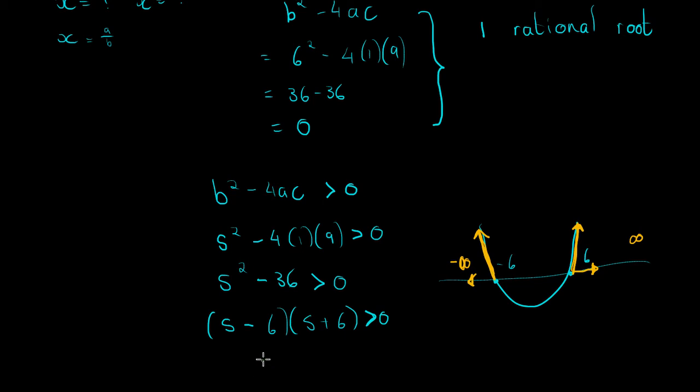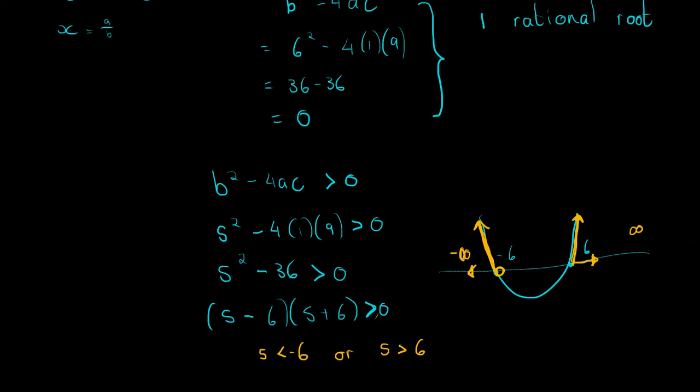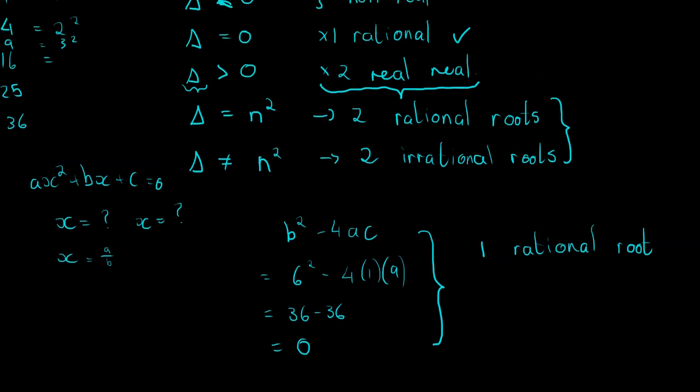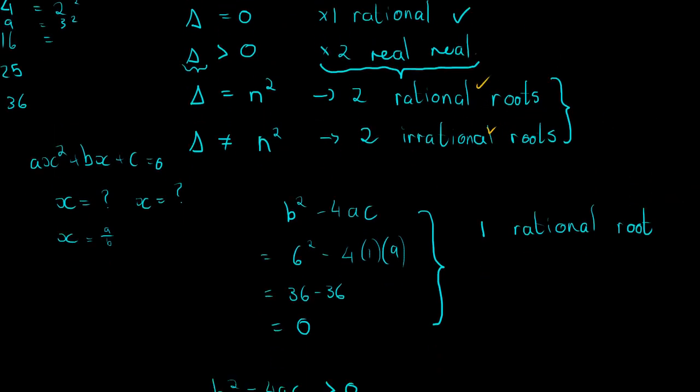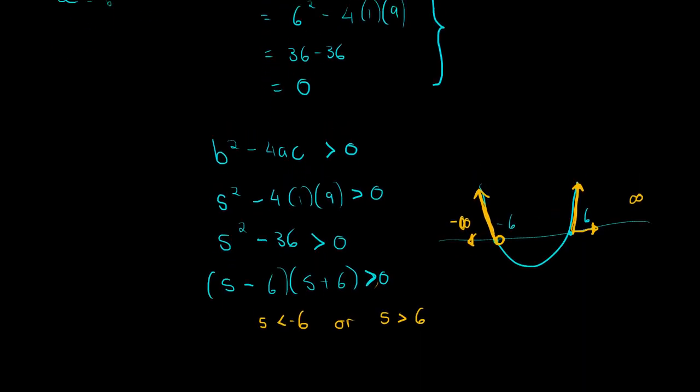So in other words, our solution is that s is less than negative 6, and it doesn't include it because there was never an equal sign there, or s is greater than positive 6. Then this equation will have two real roots. Now it can be rational or irrational. That wasn't the question. It just asked for two real roots.